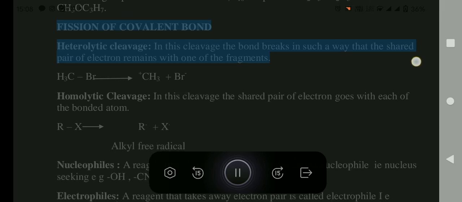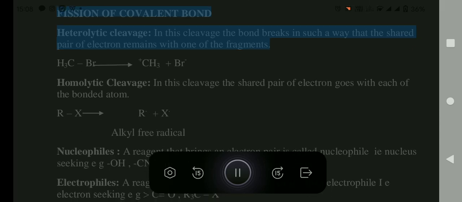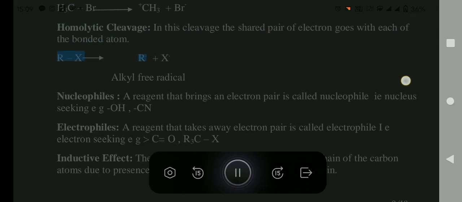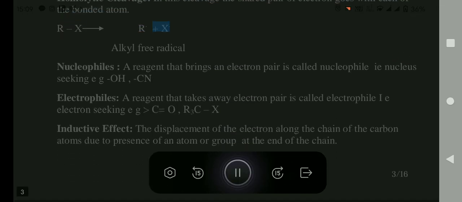Fission of covalent bond. Heterolytic cleavage. In this cleavage, the bond breaks in such a way that the shared pair of electrons remains with one of the fragments. H3C–Br gives CH3+ plus Br−. Homolytic cleavage. In this cleavage, the shared pair of electrons goes with each of the bonded atoms. R–X gives R• plus X•.